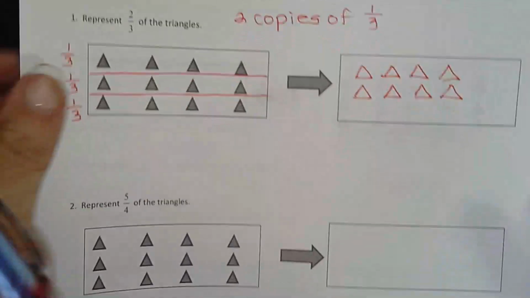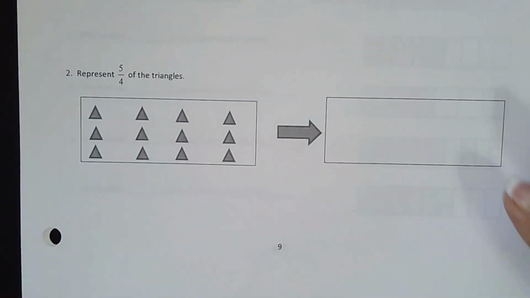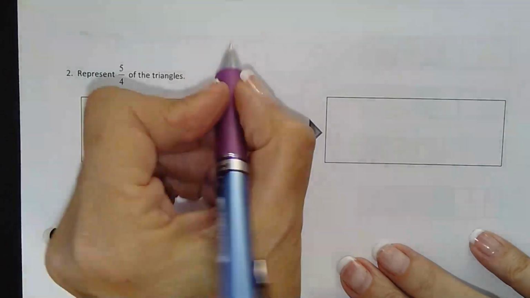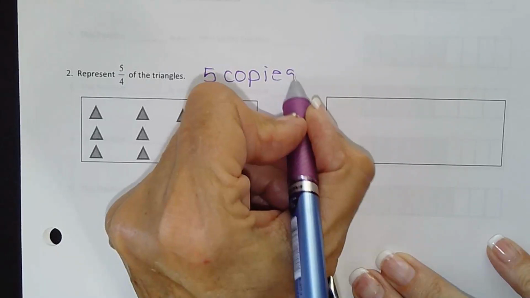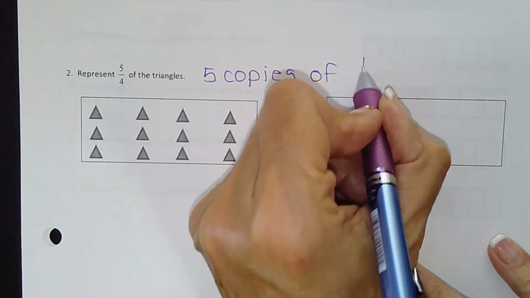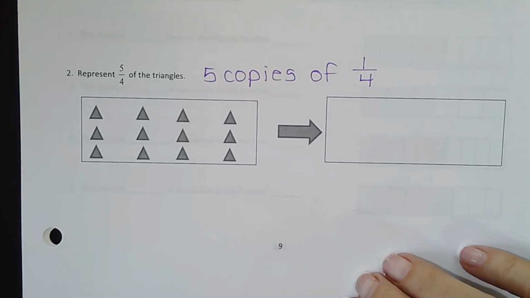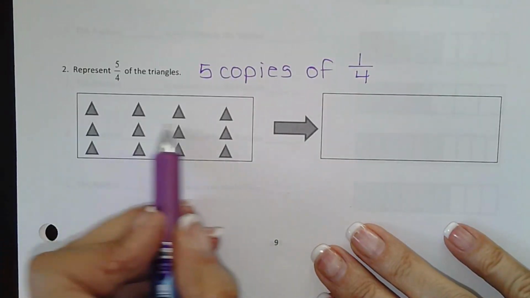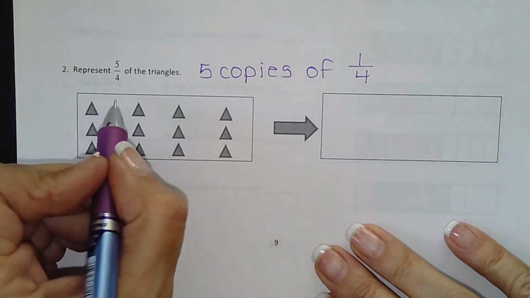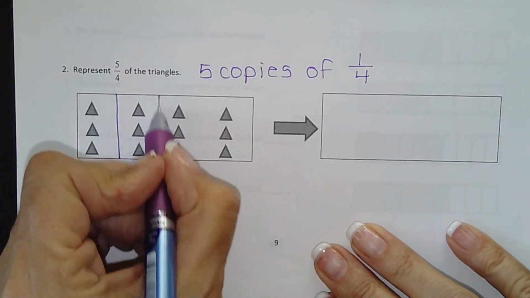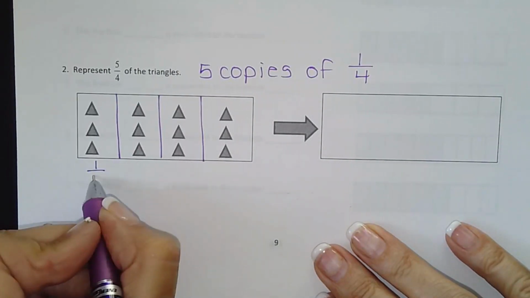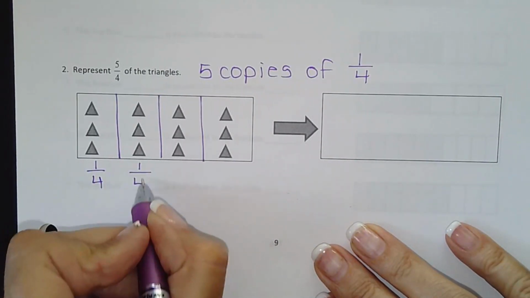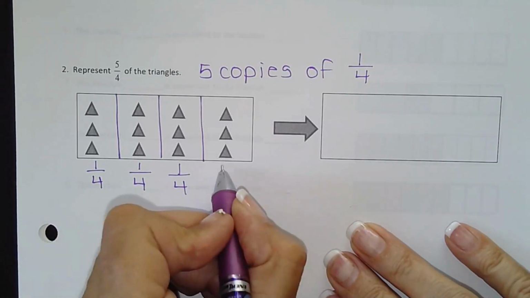So let's do this last one together, and then you can do the 2 on the next page. So this is 5 copies of 1/4. So I know I need to break the picture into 4 equal parts, since we're talking about 1/4. So I can't do rows. There's only 3 rows, but I can do columns. See how it makes 4 equal groups? So this is 1/4, this is 1/4, this is 1/4, and this is 1/4.